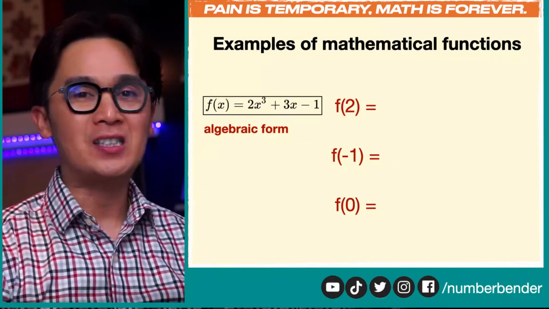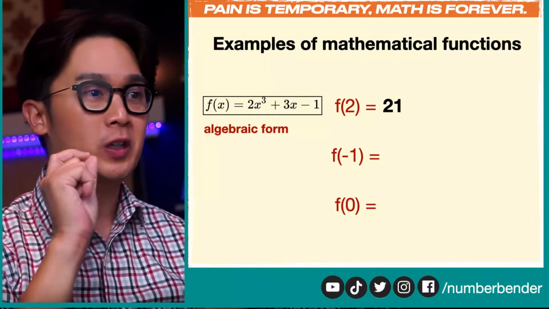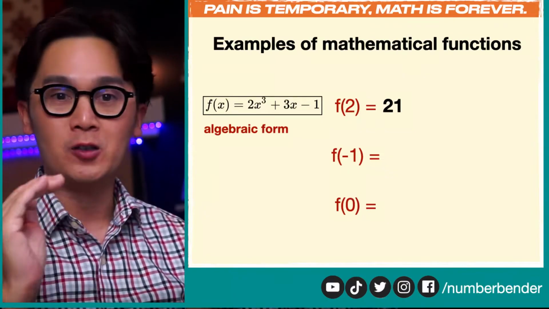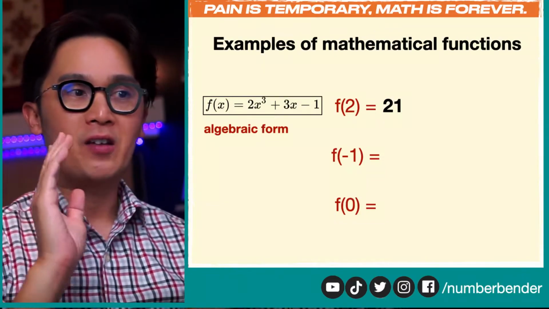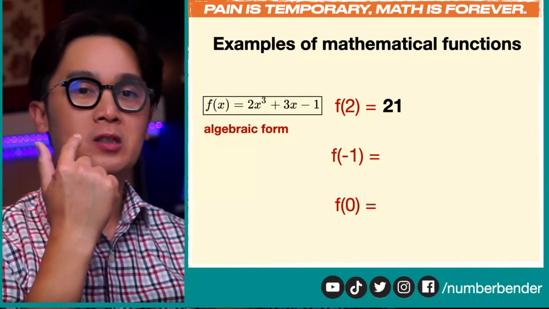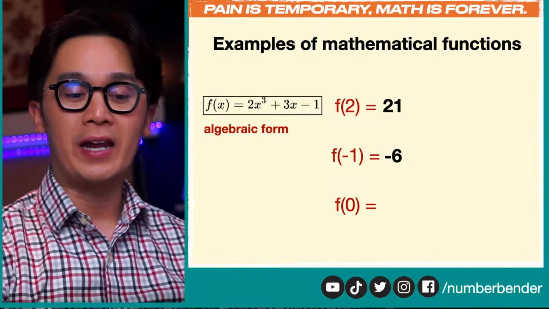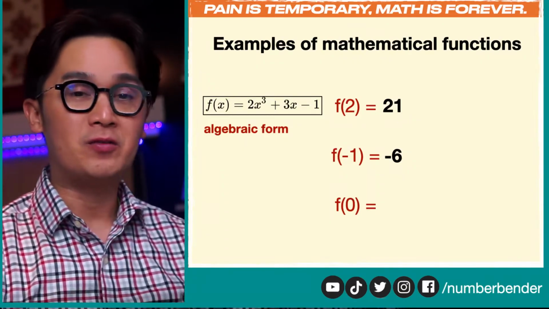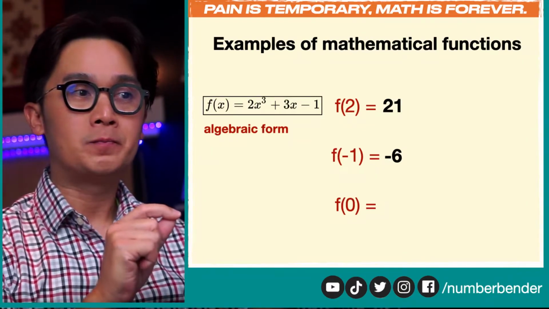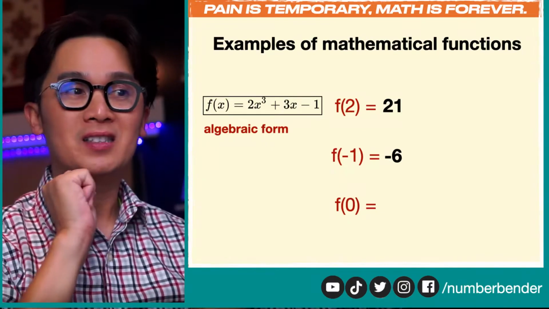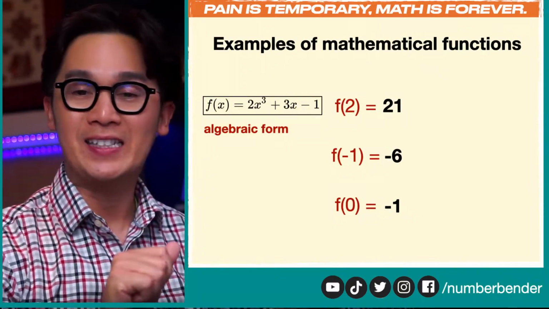So if x is equal to 2, y is equal to 21 because 2 times 2 cubed plus 3 times 2 minus 1, using the order of operations, is equal to 21. And if x is equal to negative 1, using the substitution rule, we'll have f of negative 1 is equal to negative 6. And if we have f of 0, by direct substitution, we'll have 2 times 0 plus 0 minus 1, which is equal to negative 1.